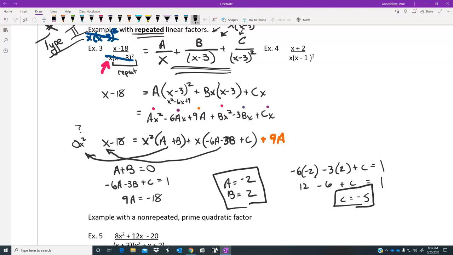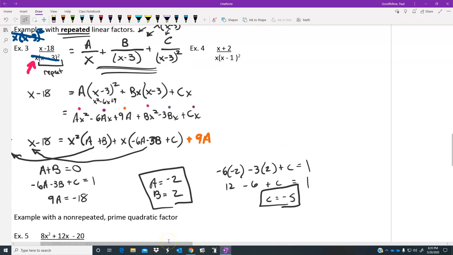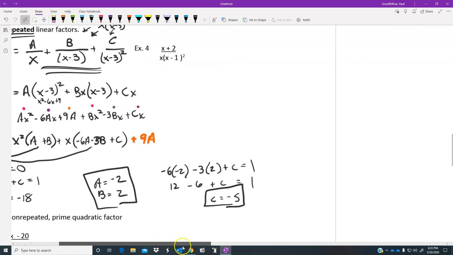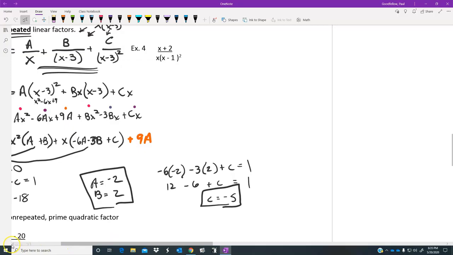Okay, now what I'm going to do is give you guys a little bit of time. I'm going to pause right here and have you guys figure out how to do this one that's next door. Move it over here just a little bit, and I'll show you the work in just a moment.